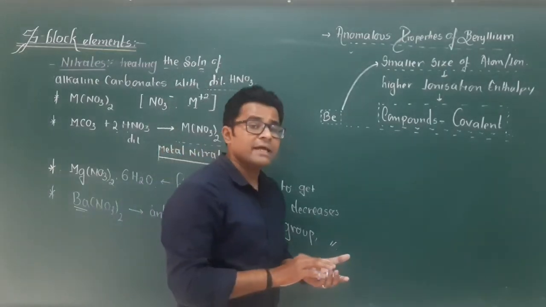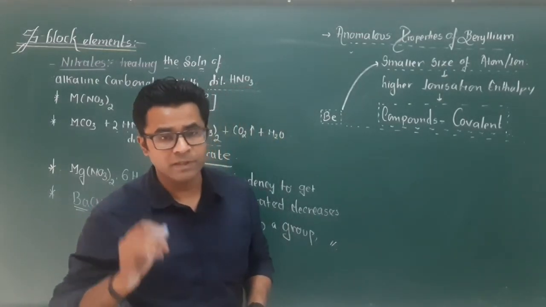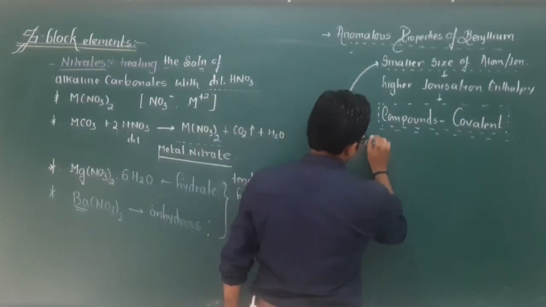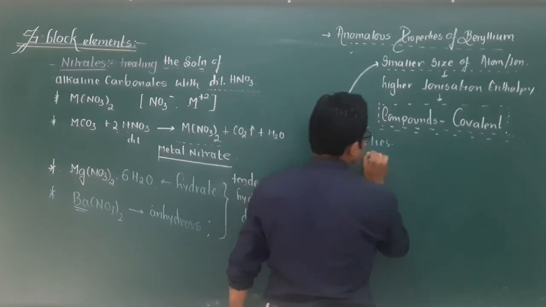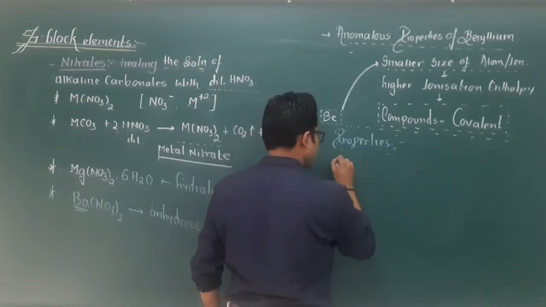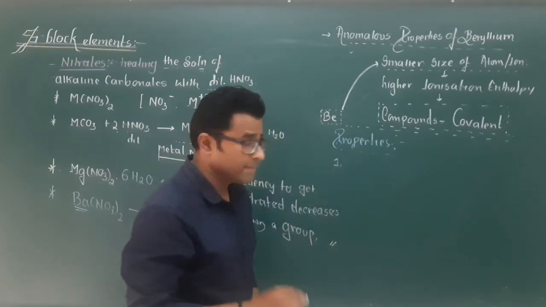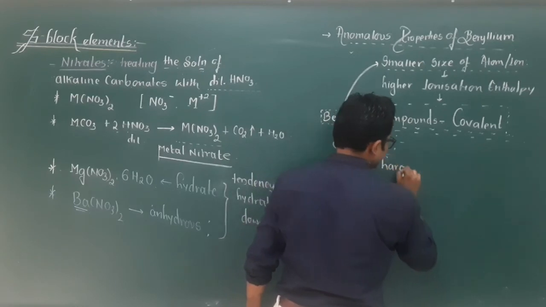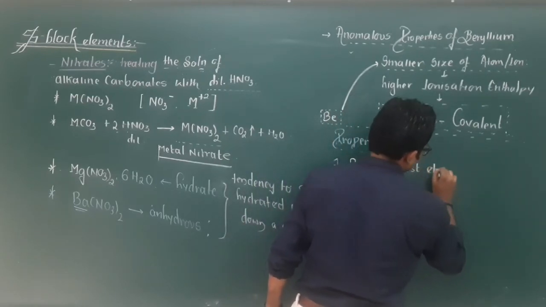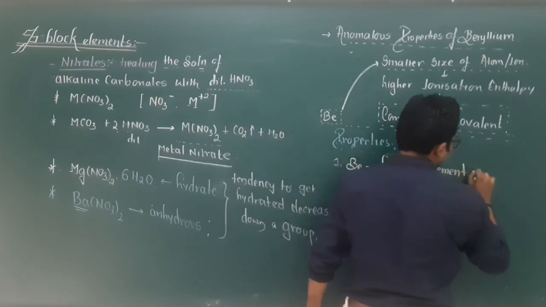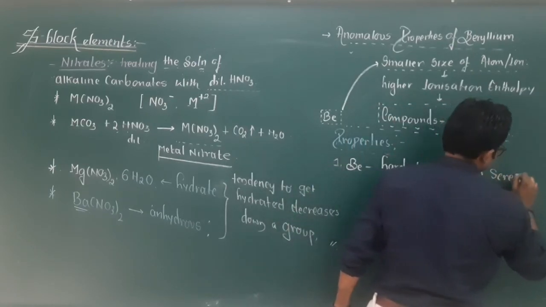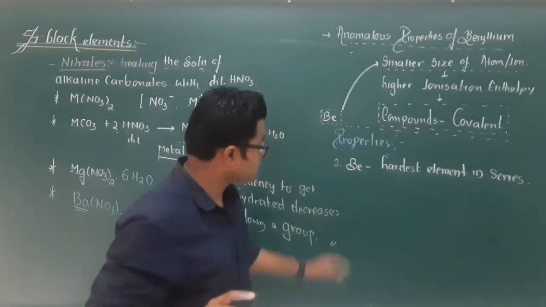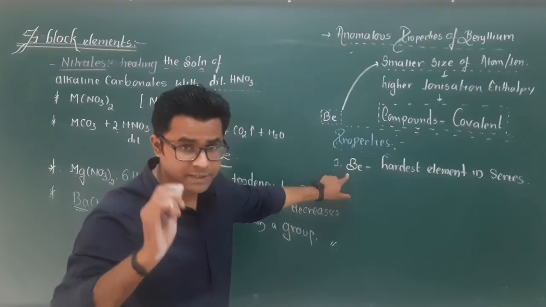Now, it's time to see what the different anomalous properties are. The first property is that beryllium is the hardest element in the series.